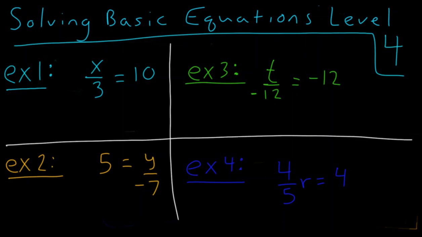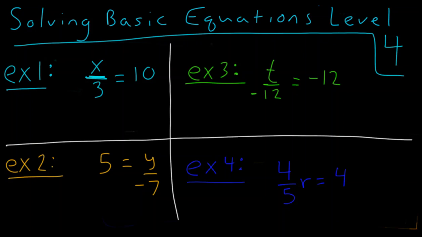Now, for example 1, we have x over 3 equals 10. And wait a second, what did we say in our previous video? We said that the fraction bar is really representing division. So ask yourself, what is the opposite of division? Well, the opposite of division is multiplication.